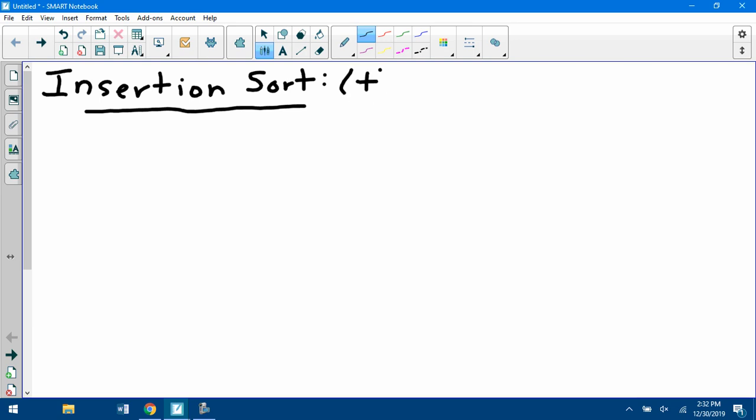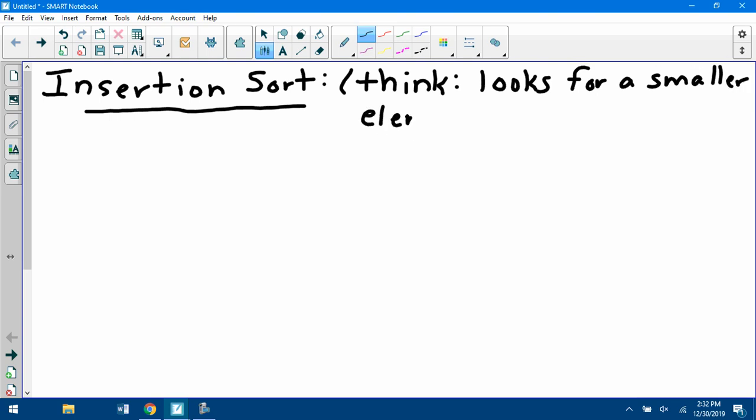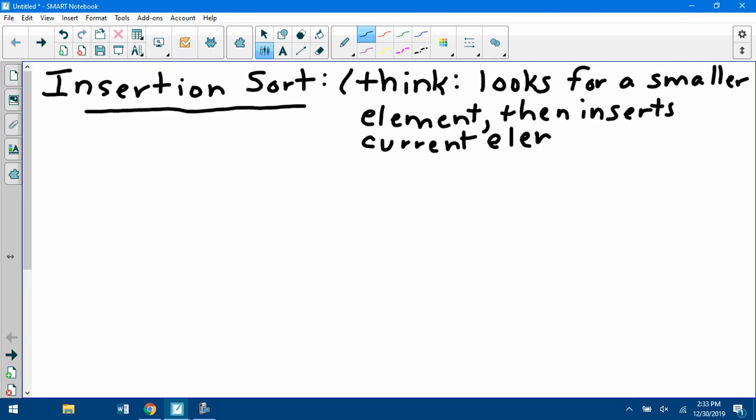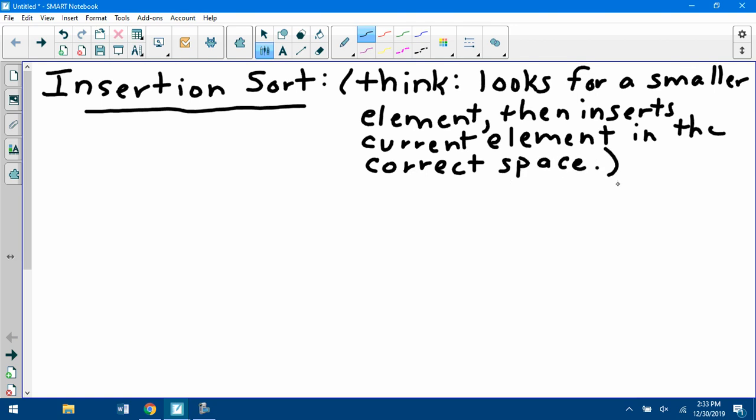So first off, what you want to think of with insertion sort, the major steps. It looks for a smaller element. Then inserts the current element in the correct space. Hopefully by now you've figured out that you need your own paper for notes today. But that's why it's called insertion sort. It's inserting it where it should go, essentially. So that's kind of like the quick overview of what it should be.